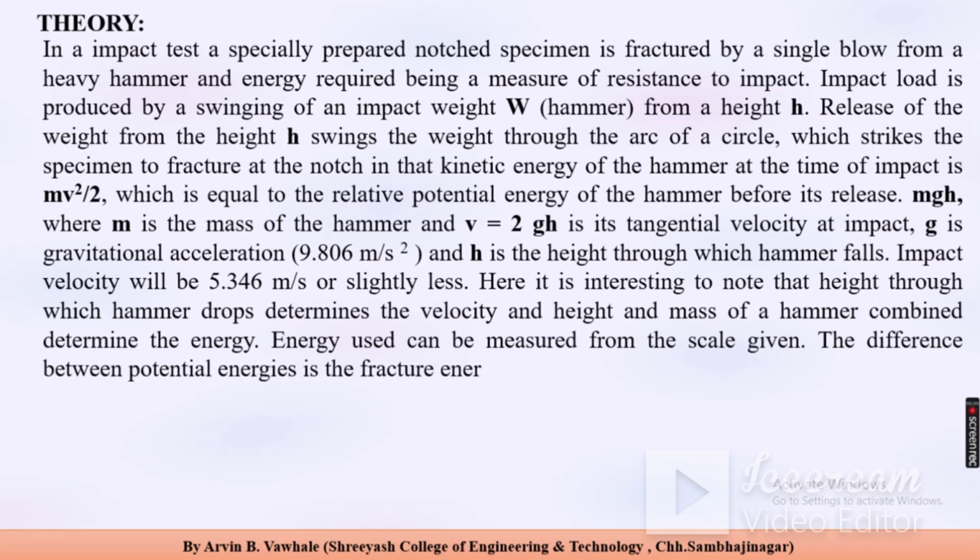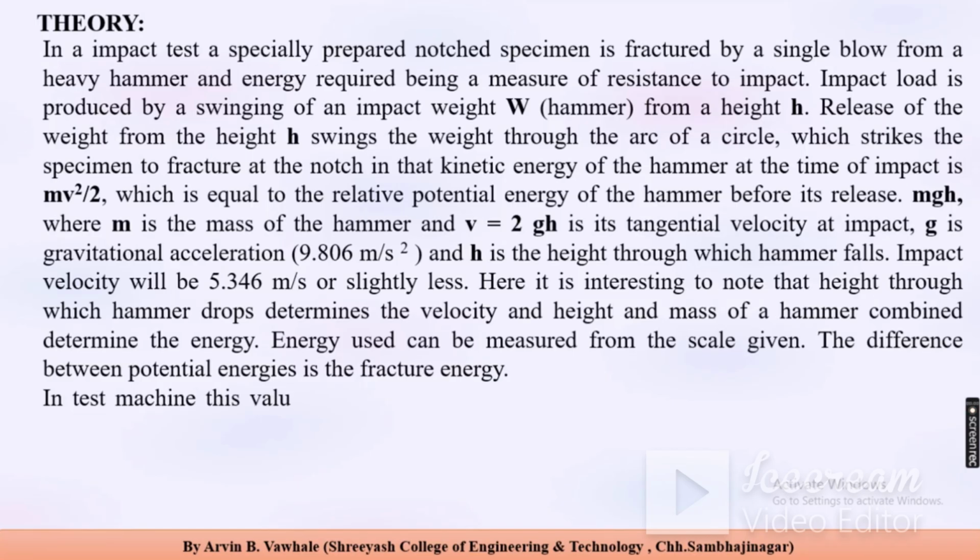g is gravitational acceleration, 9.806 m/s², and h is the height through which the hammer falls. Impact velocity will be 5.346 m/s or slightly less. It is interesting to note that the height through which the hammer drops determines the velocity, and the height and mass of the hammer combined determine the energy. Energy used can be measured from the scale given. The difference between potential energies is the fracture energy.